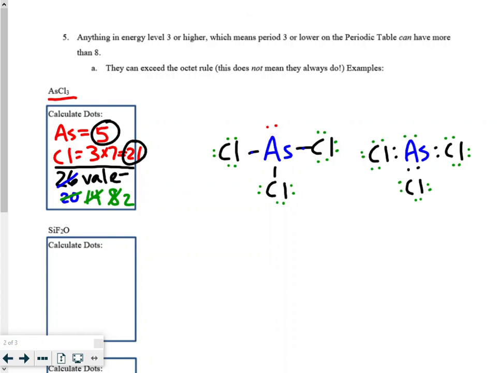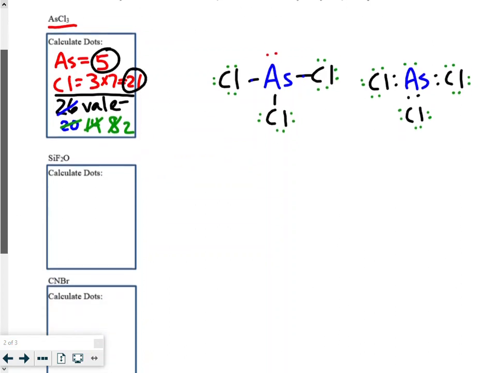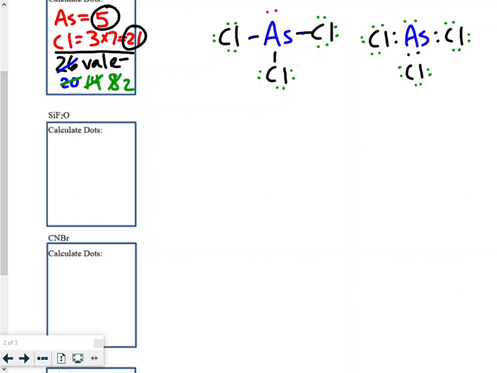All right, so that's one example where we got to stop because we used all of our electrons and everybody was satisfied with 8. But let's look at an example that may not work out so easily. SiF2O. So step 1 means we need to do what? Figure out the valence electrons.